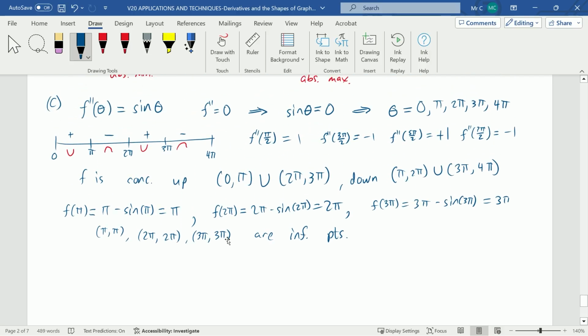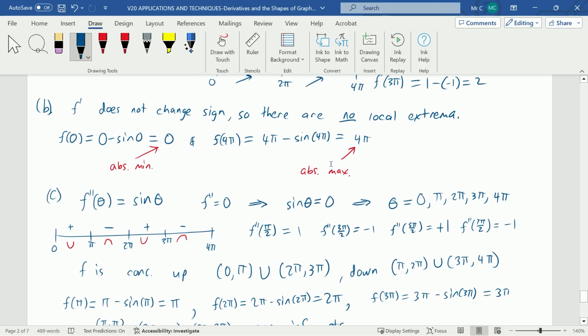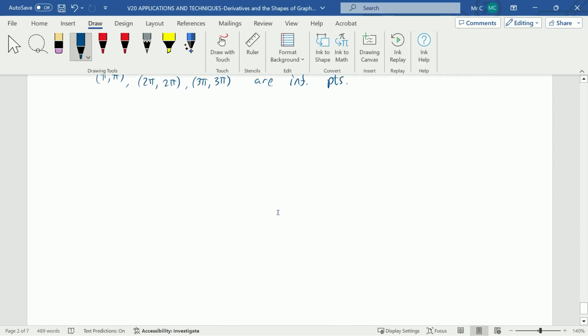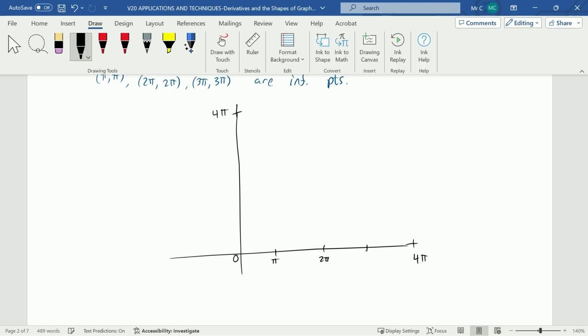So now we have absolute max and minimums. We have inflection points. So we're going to graph our absolute max and minimums. We're going to graph our inflection points. And we're going to graph our increasing, decreasing properties. So the first thing is to sketch out my graph. We're going from 0 to 4 pi. And our maximum value of our function was 4 pi. And we're hitting all of the pi's in between for our inflection points.